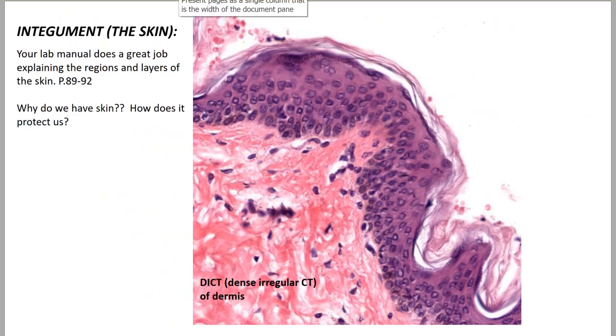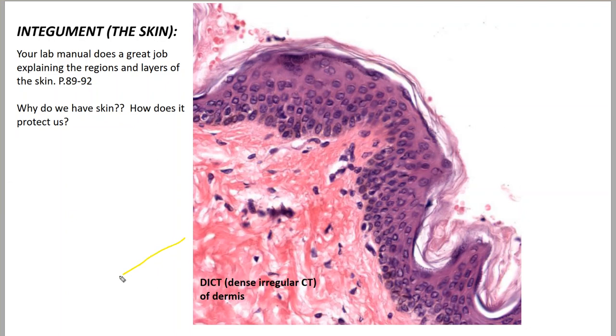So I think your lab book does a really great job of explaining the regions and the layers and the functions of the skin. So use your resources to find information about this. And so I just want to, you know, one quick little tour. You know, we're looking at skin.